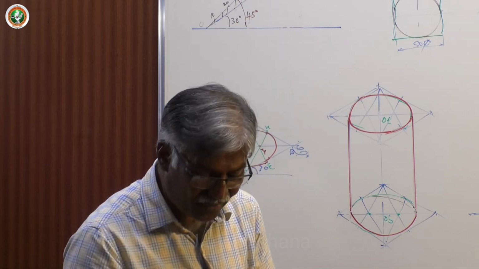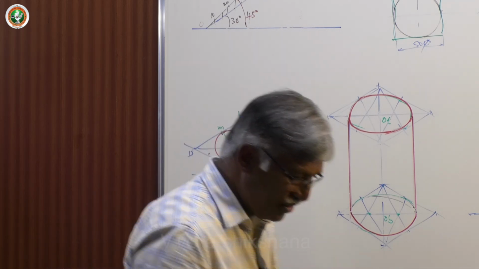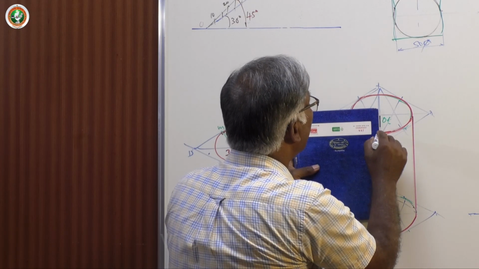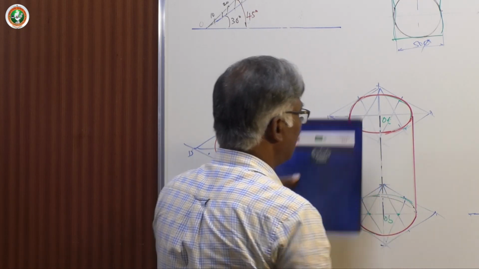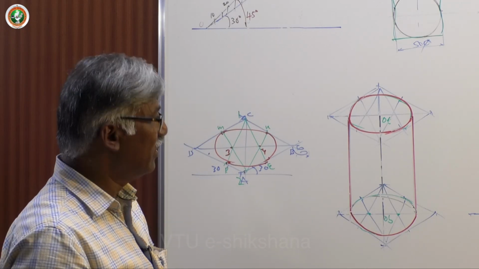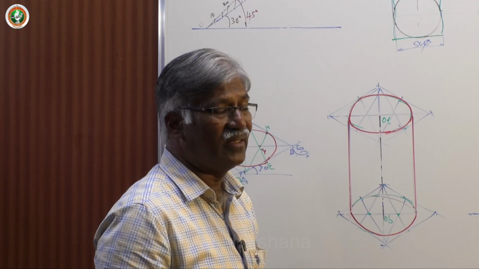Then one more thing is left, that is axis representation. That is very important, from base center to top center. Identify with the convention. So this is the procedure to complete the cylinder. Now what about the cone?